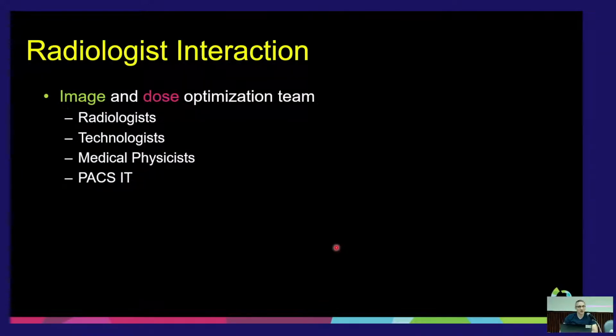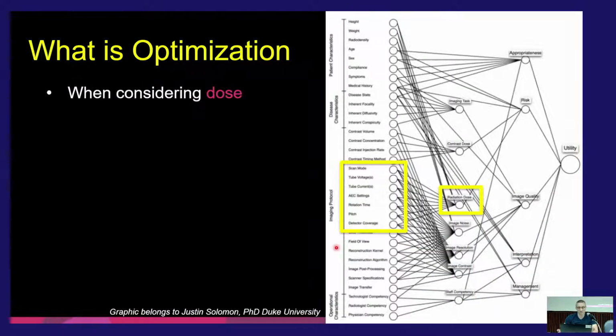Of course, we've talked quite a bit about the team. Dr. Canal talked quite extensively about the importance of each person on the team: radiologist, technologist, medical physicist. And of course, when it comes to dose reference levels and submitting data and dealing with the technology, IT folks are very important also. So this is the team that we're going to really focus on today when we talk about dose optimization.